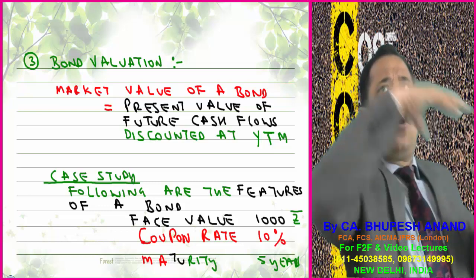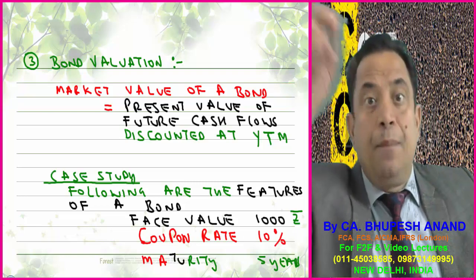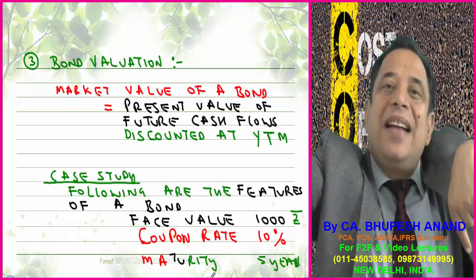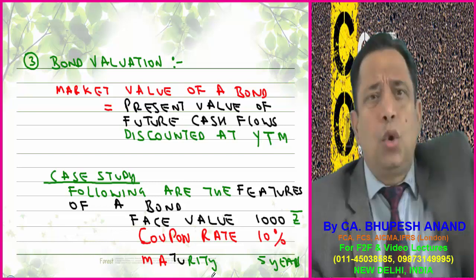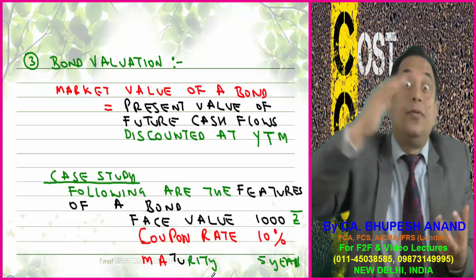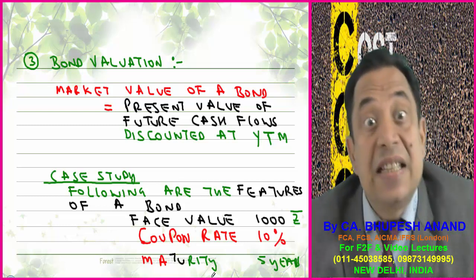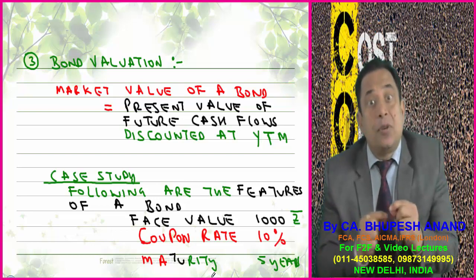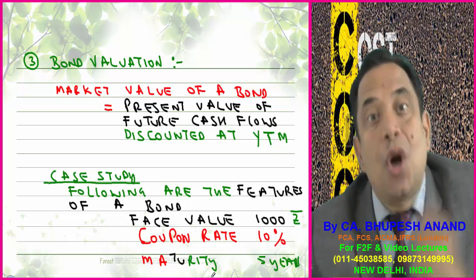It is the present value of all future cash flows which a bondholder will get by buying this bond, meaning the interest amount he will be getting as well as the redeemable value at the time of redemption. If I calculate the present value of those future cash inflows, that is named as the market value of a bond. I will use the concept of bond valuation because it will help me show how cost of debt is YTM and how cost of debt is not the coupon rate.